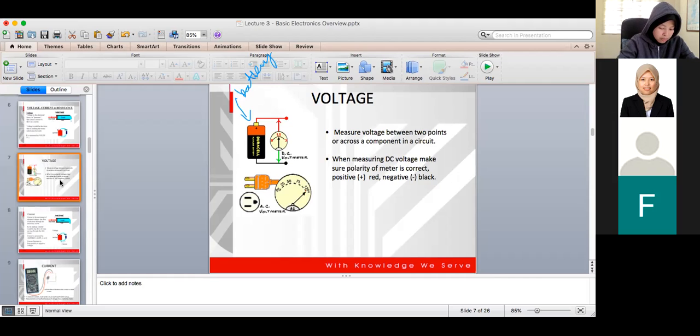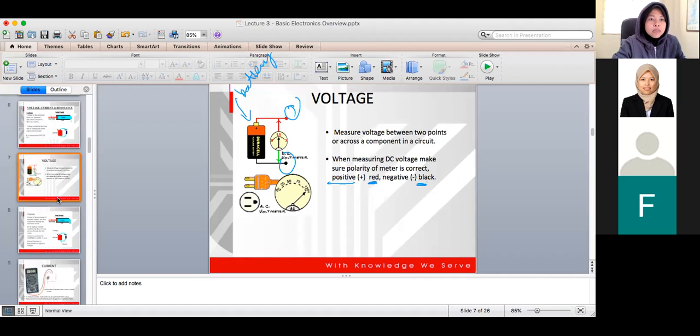And then kita letakkan the voltmeter tu yang positif dekat positif punya terminal. Yang negatif dekat negatif punya terminal. Okay. When measuring DC voltage, make sure polarity of meter is correct. Positive is red. So biasanya kalau dalam electronic circuit, selalunya kalau positif the color of the wire is red, and kalau negative the color of the wire is black. So that is easier for us to recognize lah.